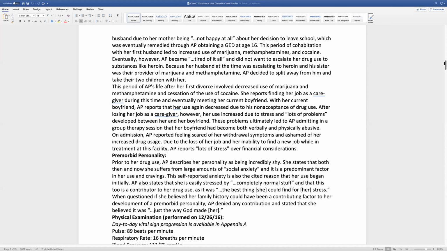These problems ultimately led to AP admitting in a group therapy session that her boyfriend had become both verbally and physically abusive. On admission, AP was feeling scared of her withdrawal symptoms and ashamed of her increased drug use. Due to the loss of her job and inability to find a new job while in treatment at this facility, AP reports lots of stress over financial considerations.